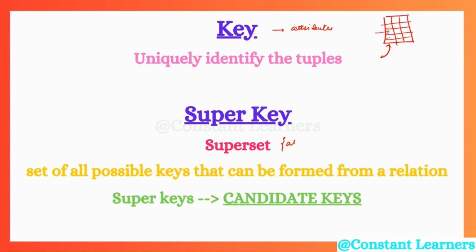Then super key is a superset, because it includes all the keys that we can form from a table. It could be formed from a single attribute, from two or more attributes, or it can also be a combination of all the attributes present in that table. Also, we ended the last video on a note that super keys help us to identify the candidate keys, and this is the main topic of this video.